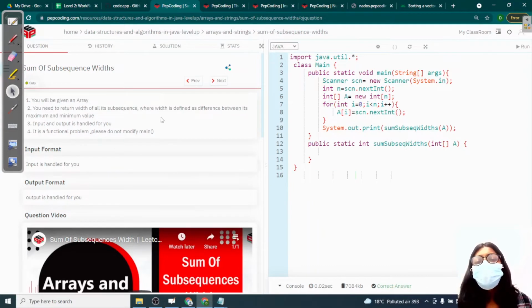So in this video, we are going to discuss another new question of the arrays and strings series, that is sum of subsequence widths. In this question, we'll be given an array, and we have to return the width of all its subsequences, where width is defined as the difference between its maximum and minimum value.